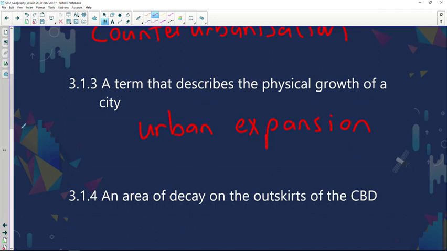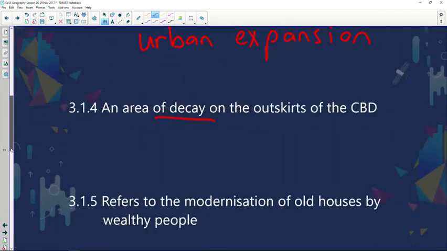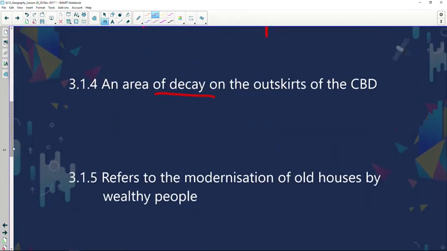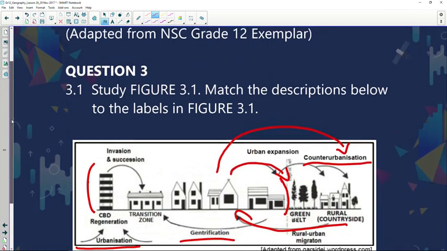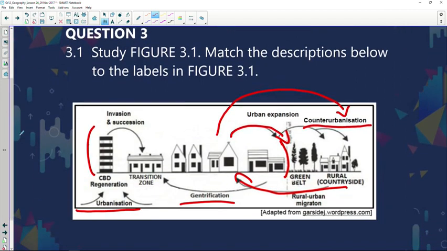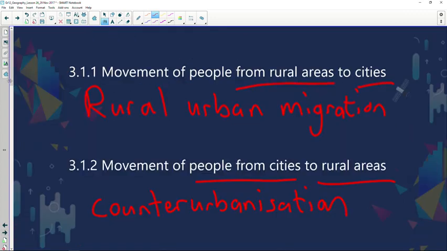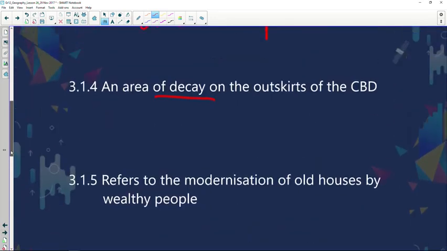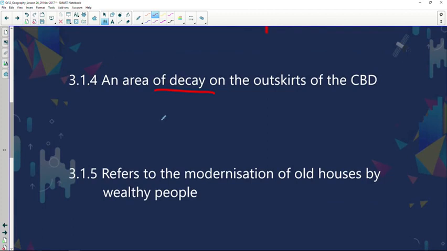3.1.4, an area of decay on the outskirts of the CBDs. Usually it's areas that look like slums where crime is high and where a lot of illegal people live, and the landlords don't look after their property. And what zone is that? That's the transition zone. Even though it doesn't look very nice, the property value is still very high, like we discussed in our theory section. So it's the transition zone. It's just outside the CBD.